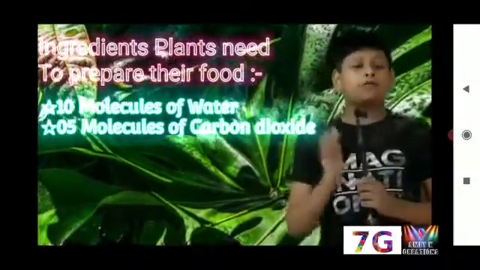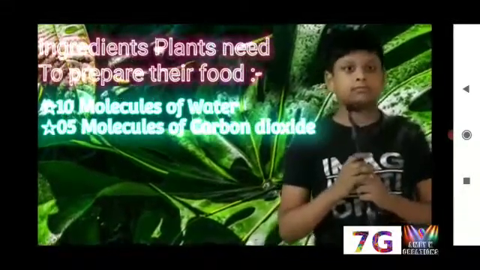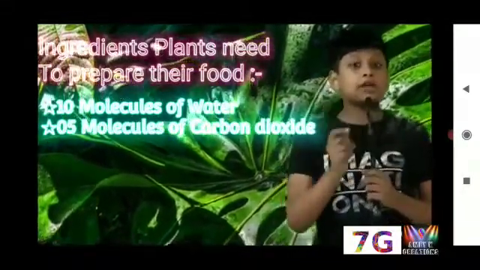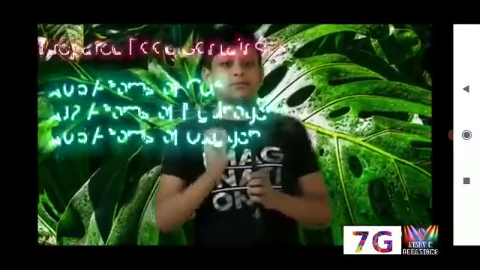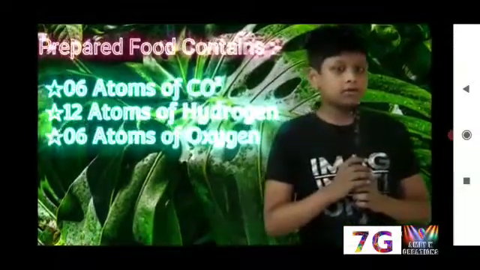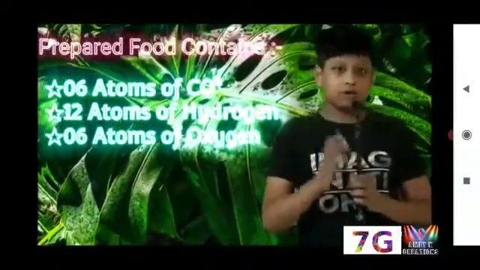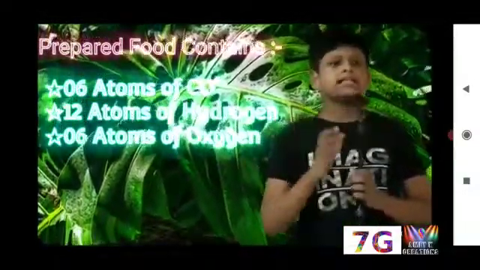After that, the food is ready. The prepared food is actually glucose. Food contains 6 atoms. An atom is very small, smaller than the molecule, the smallest part of a thing. Food contains 6 atoms of carbon, 12 atoms of hydrogen, and 6 atoms of oxygen.